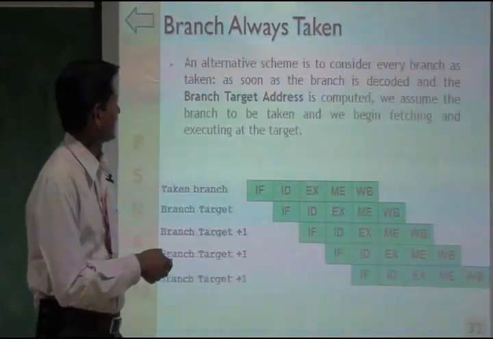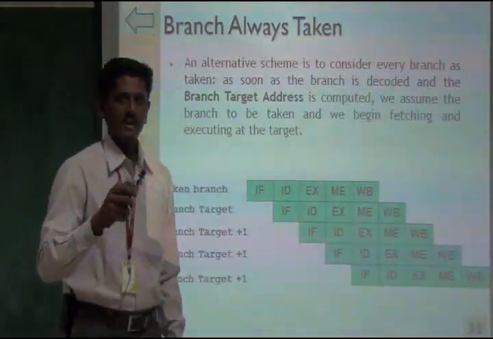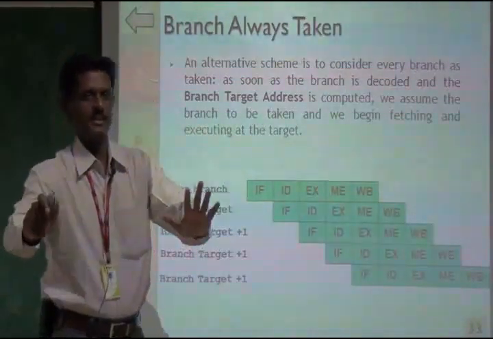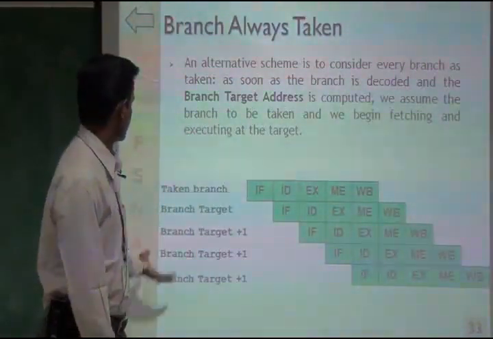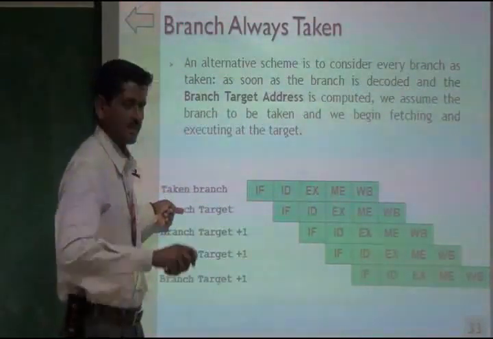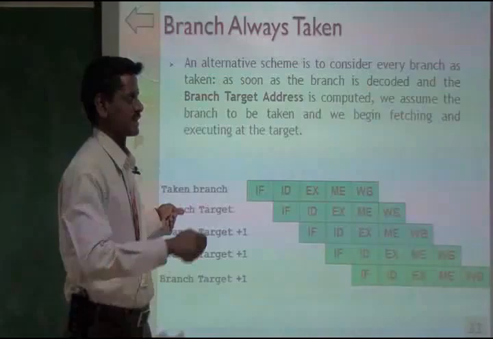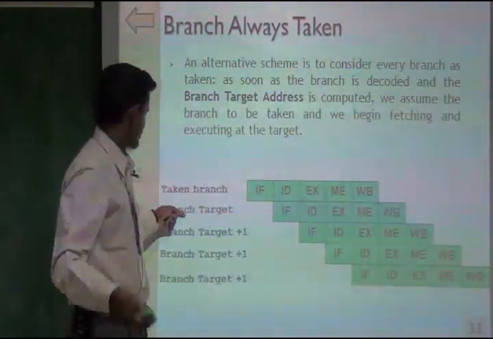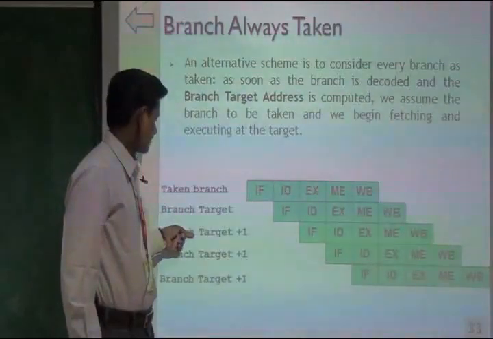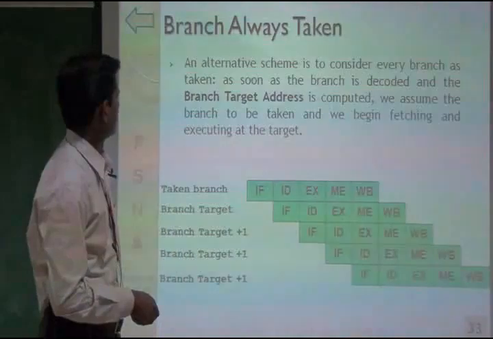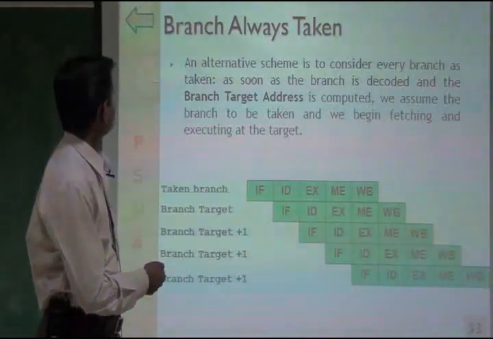Branch always not taken. Similarly, branch always taken. So the compiler assumes that the branch is going to be taken. So it is going to execute the branch instruction. And what is the next one? The branch target. Because the branch is assumed as taken, it goes and executes the fourth instruction here, then fifth, sixth, and so on. So this is also a 50% accurate prediction mechanism.